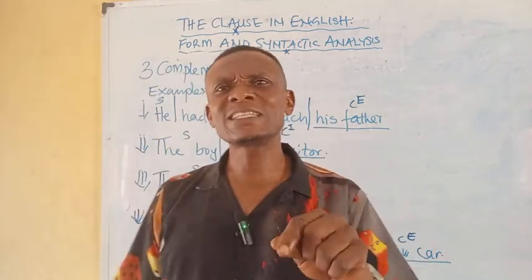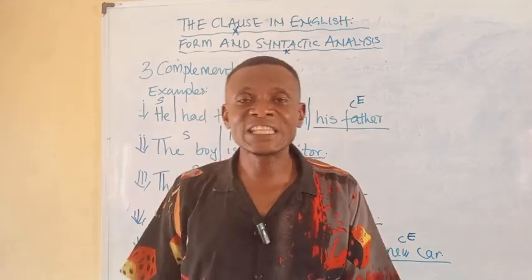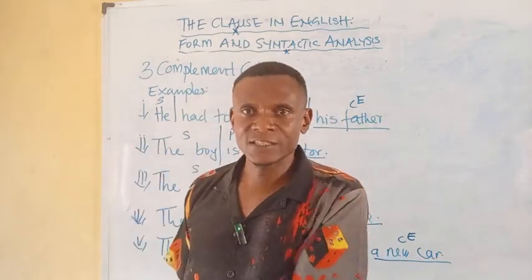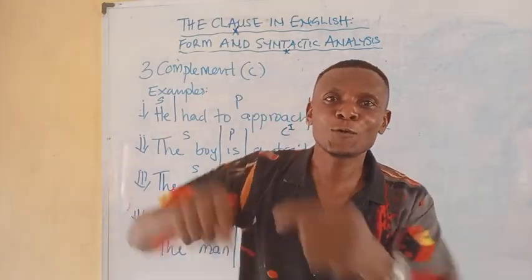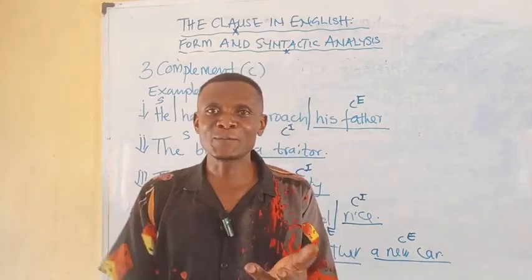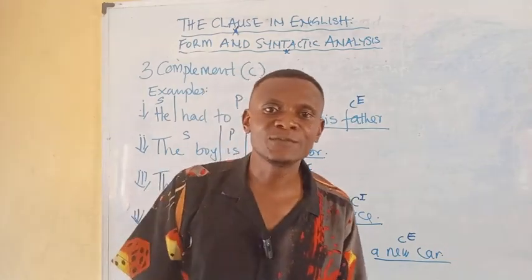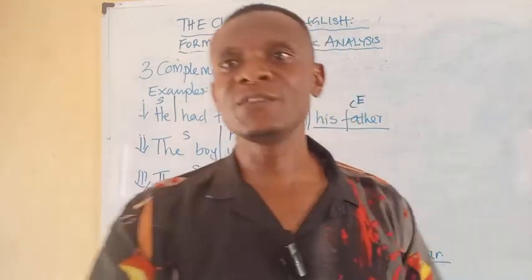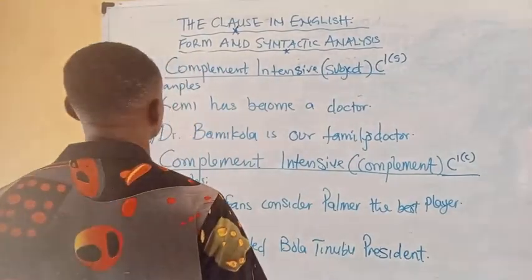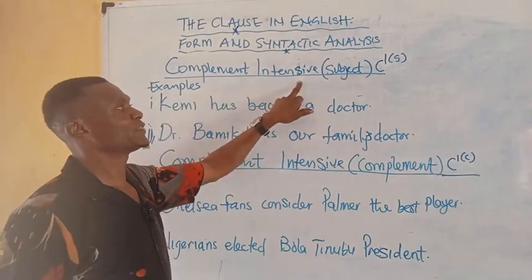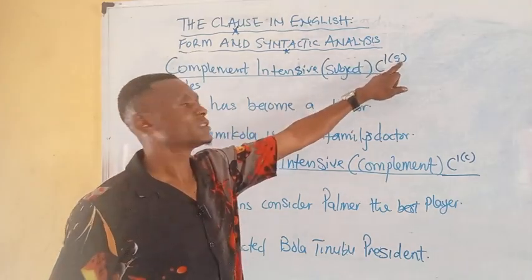Then the complement intensive is further divided into two. We have complement intensive as subject, and we also have complement intensive as what? Complement. Take note: complement intensive as subject and complement intensive as complement. So let me give an example. All right, we have complement intensive as subject. That is C, subject.